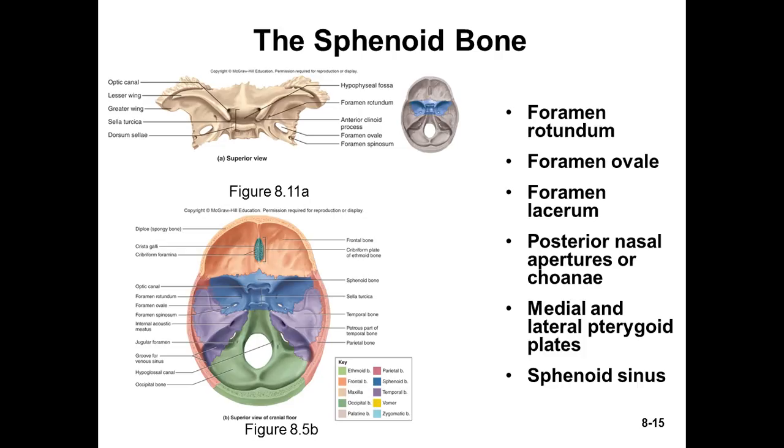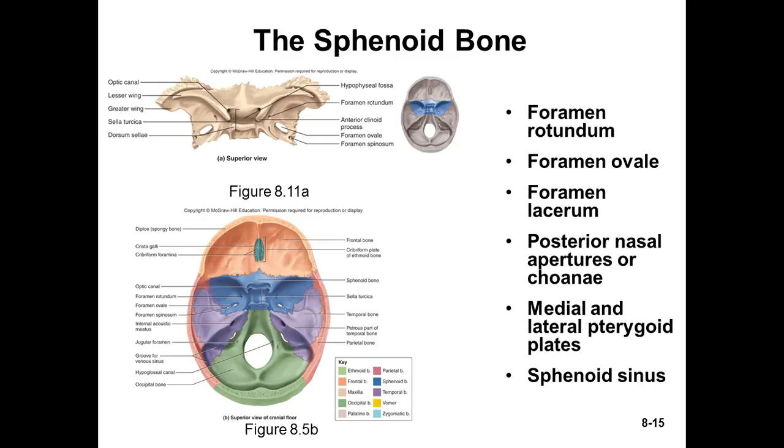Here you have the foramen rotundum, the foramen ovale, and the foramen lacerum. You can actually see two of them, 1, 2, 3: the rotundum, the ovale, your spinosum. In the sphenoid bone, if you look at the superior view of the cranial floor, that's the blue bone. You can see the little holes for each one of those.